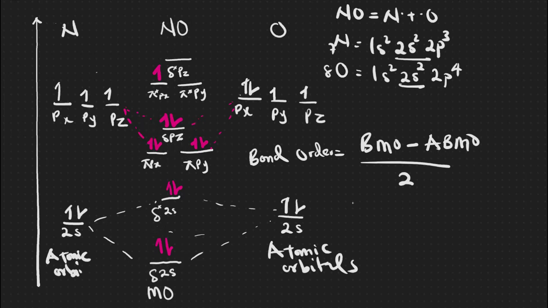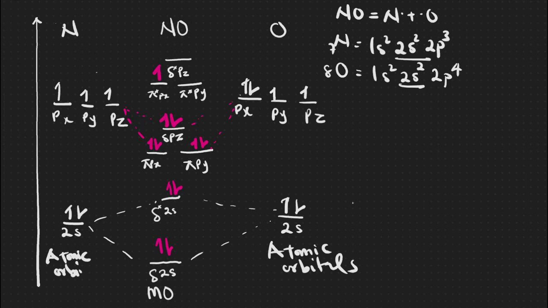So we say 8 minus, then the anti-bonding molecular orbitals, we have 2 and we have 1, making 3. So 8 minus 3 is 5, divided by 2 is equal to 2.5. So this is the bond order.